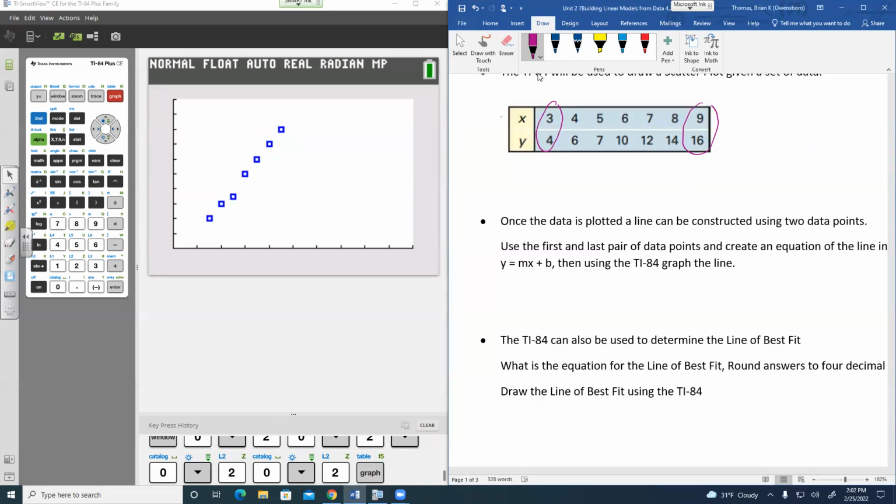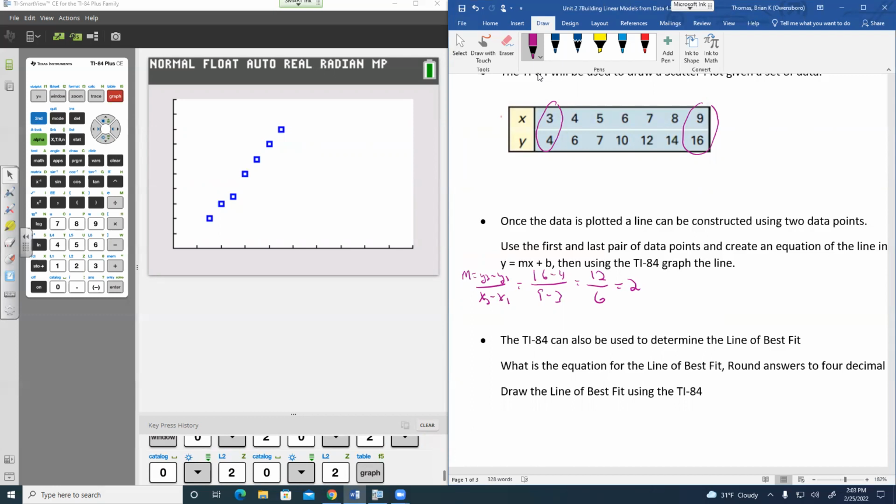To find the slope, remember we have to use the slope formula, m equals y2 minus y1 over x2 minus x1. In other words, the change in the y's over the change in the x's. So I'm going to go 16 minus 4, the change in the y's, and 9 minus 3, the change in the x's. 16 minus 4 will be 12, and 9 minus 3 will be 6. So that reduces down to a 2.